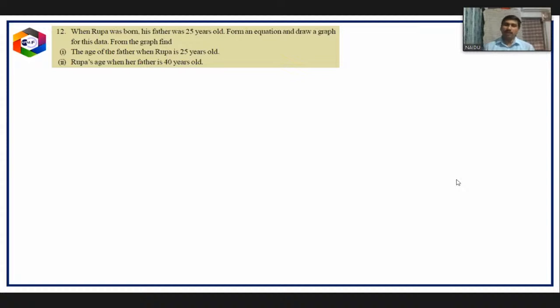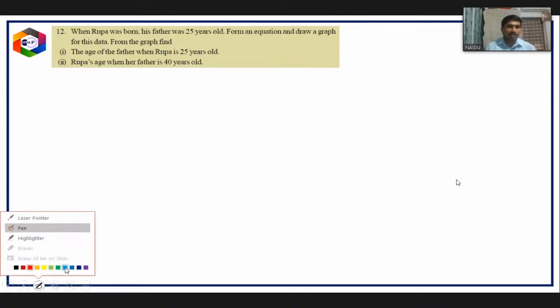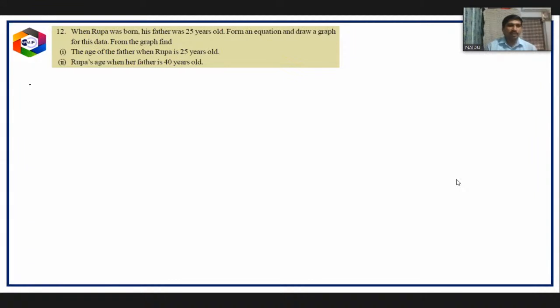Before that, we have to draw a linear equation for this. Actually, here there are two unknown quantities. What are they? The ages of two persons: Rupa, one girl, and her father. When Rupa was born, her father was already 25 years old. So that means the age difference is 25, simply put.